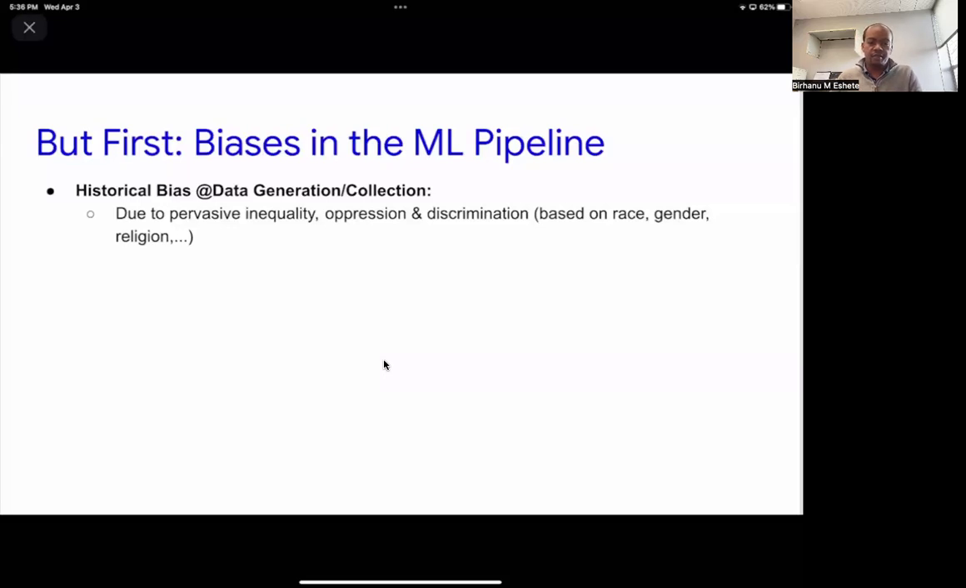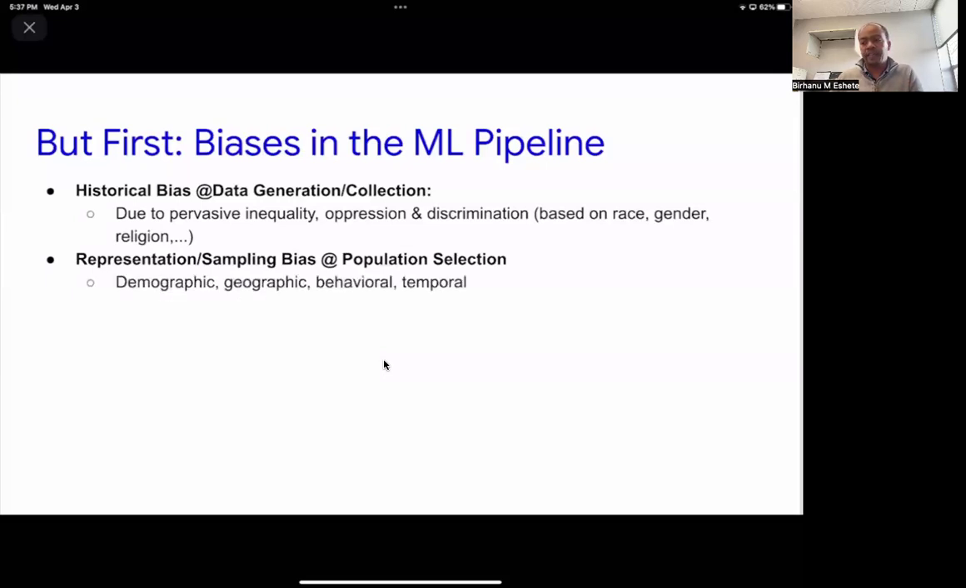And the reason why is basically the way we opened this lecture, right? Due to pervasive inequality, oppression, and discrimination based on these demographic dimensions like race, gender, religion, whatever, there is historical bias. The other thing is what we call representation or sampling bias, when you do population selection or data sampling. It doesn't matter whether there was no historical bias. Let's say the data generation and collection was perfect, let's assume that for a moment. Then the way you sample data could introduce bias or could amplify bias, right? So this has to do with, for example, demographic bias, geographic bias, behavioral bias, temporal bias, and so on.